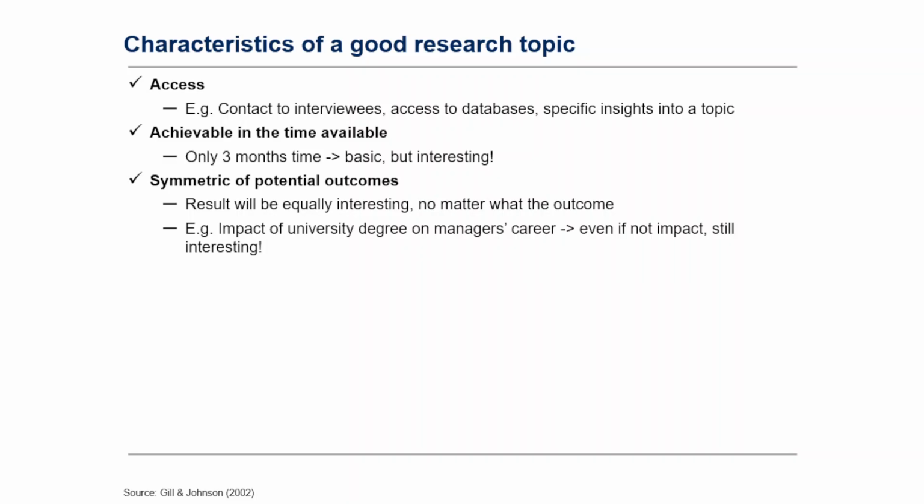The third criteria for a good research topic is that the potential outcome should be symmetric. What do I mean by this? Symmetric means it really doesn't matter what the outcome is. It would be equally interesting. And again, this links back to what we said earlier about finding out that we don't know something. Sometimes just finding out that our hypothesis was wrong is as interesting as proving the hypothesis.